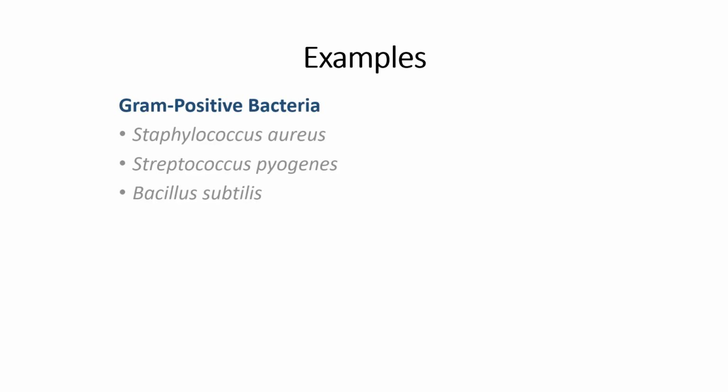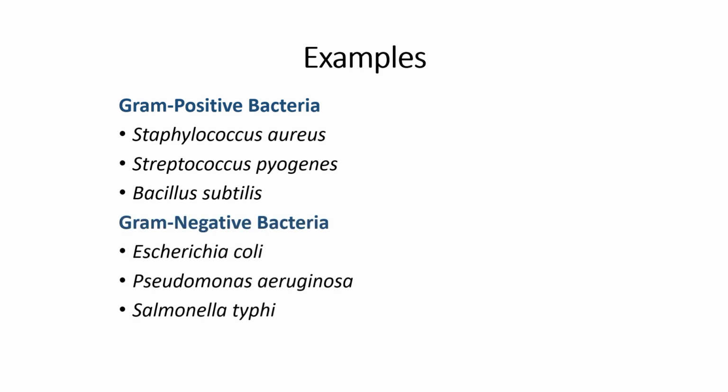Now let's look at a few common examples. Examples of gram-positive bacteria include Staphylococcus aureus, Streptococcus pyogenes, Bacillus subtilis. Now, the examples of gram-negative bacteria include Escherichia coli or E. coli, Pseudomonas aeruginosa, Salmonella typhi.